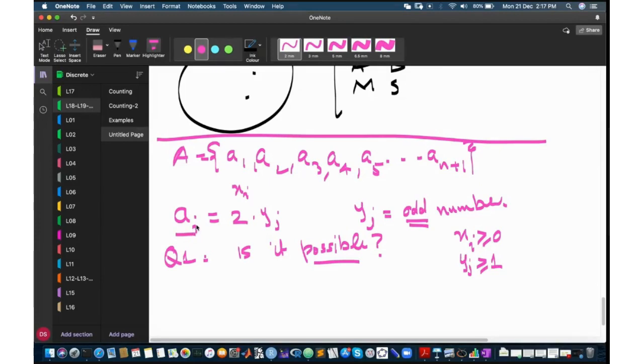But if ai is an even number, what I do is divide ai by 2 to get a new number and check if it's odd. If it's odd, I can write ai as 2 to the power 1 times ai over 2, which was an odd number. But if it's not, I can divide it once more. Whatever comes out, I divide by 2 again and check whether it's odd or not. I'll keep doing it until I either reach an odd number which is more than 1, or I reach 1.